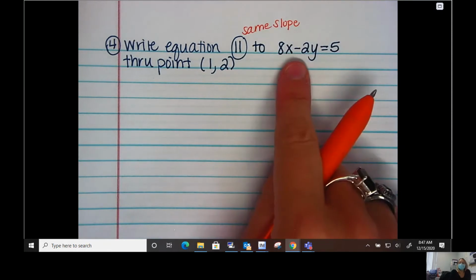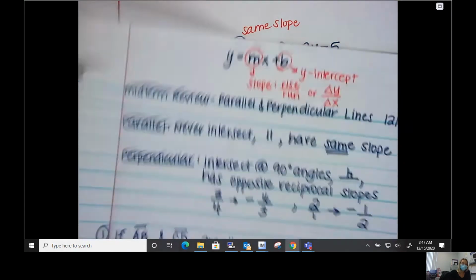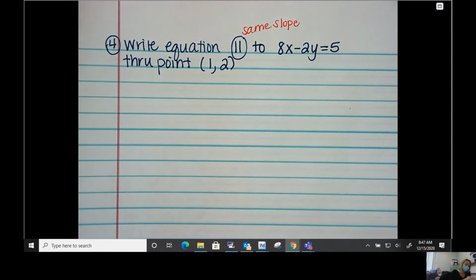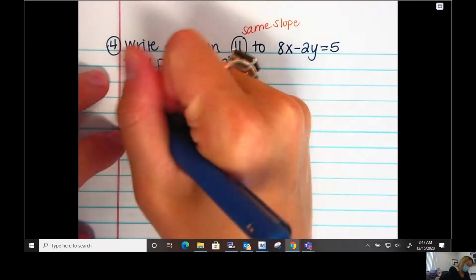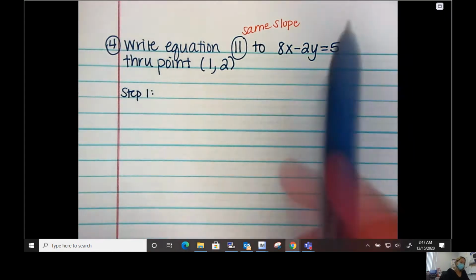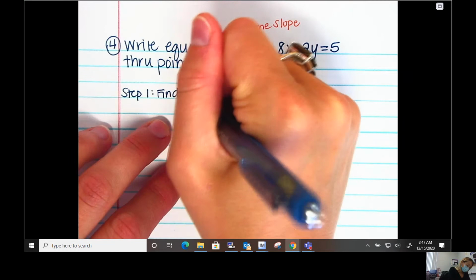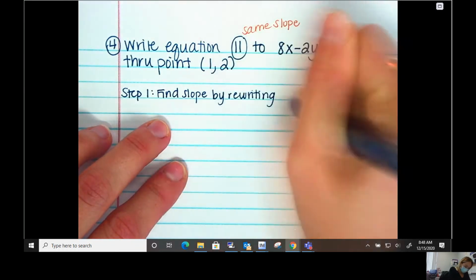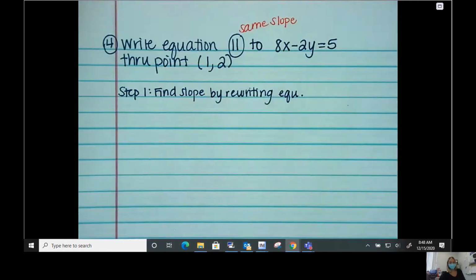Which means I need to figure out what the slope is of this equation first. Now, is this equation written in the correct form like this? No. So the first thing I'm going to do, my step 1, is I'm going to find the slope by rewriting this equation. And if you don't mind, I'm just going to put EQU for equation. And I think it's helpful if I write the steps, so when you go back and look at your notes, you go, oh, that's why I did that. That was step 1. Find the slope.